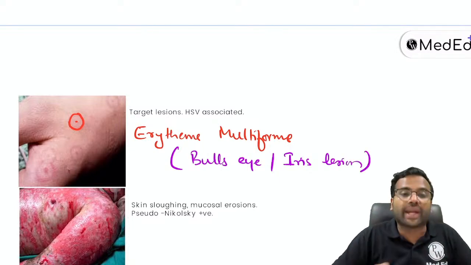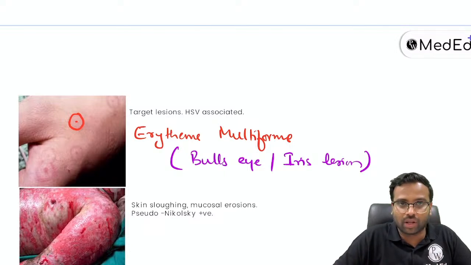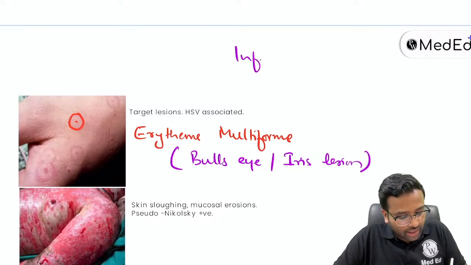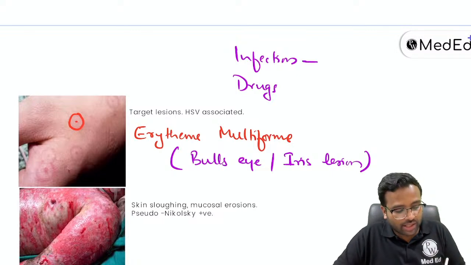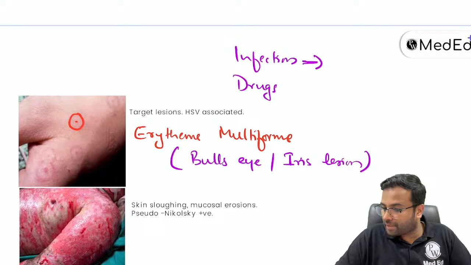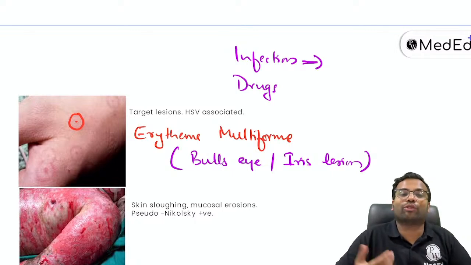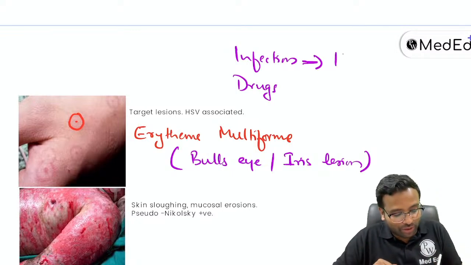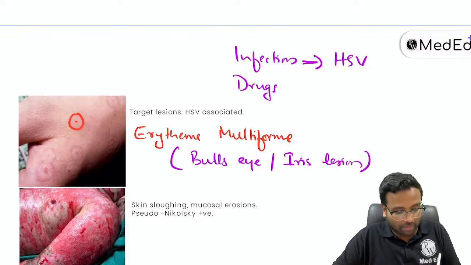Before we go to the next image, you need to tell me what are the common associations of this condition. The association can be either an infection or drugs. What are the infections associated with erythema multiforme? Give it a try. One of the infections is given as a clue, isn't it? One of the infections is going to be HSV. Another one is going to be mycoplasma.